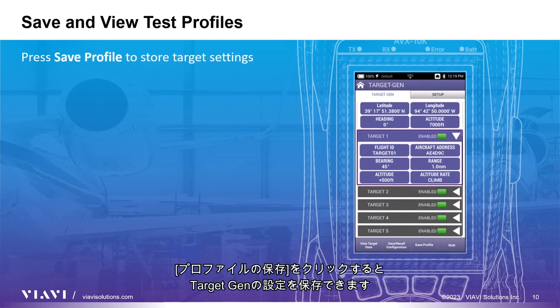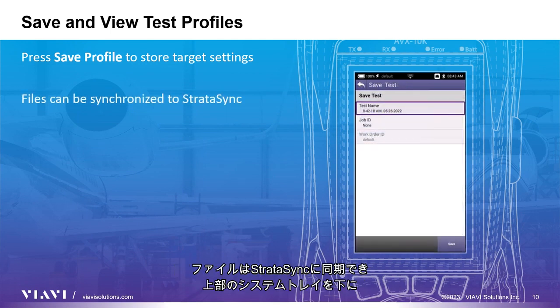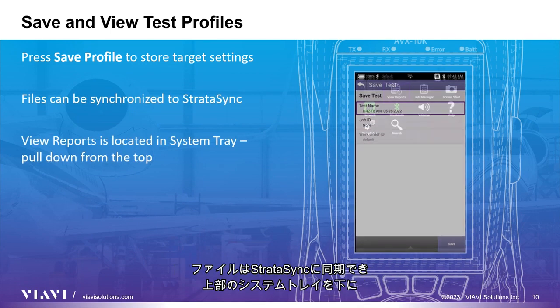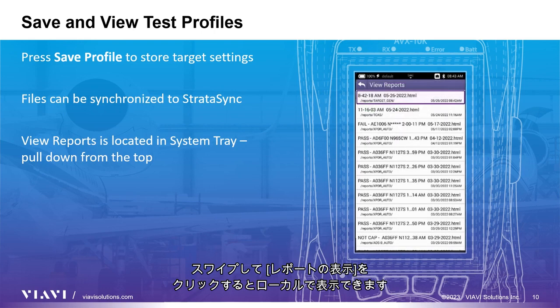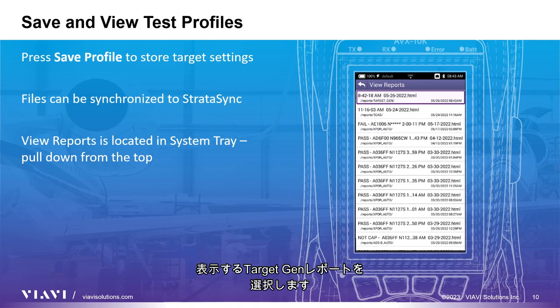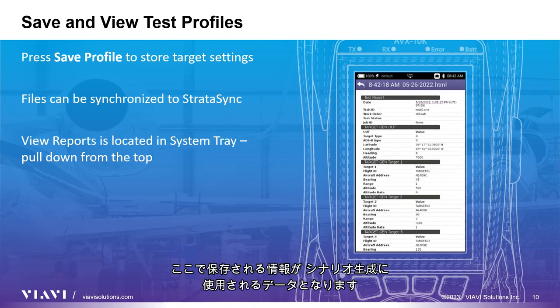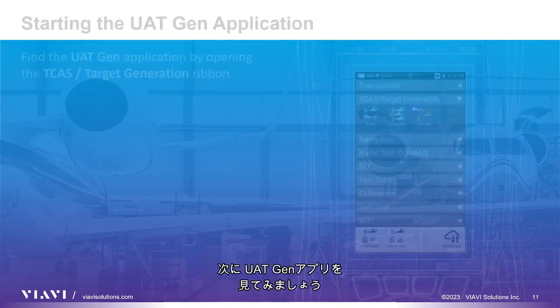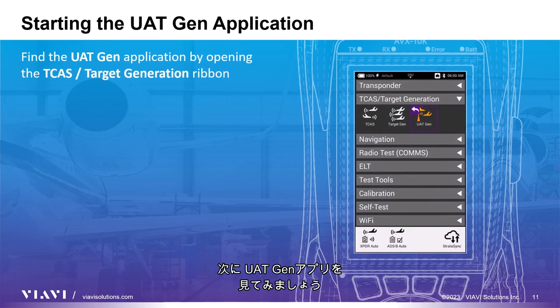If desired, you can save the Target Gen settings by clicking the Save Profile button. Files can be synced to StrataSync and can be viewed locally by swiping down on the system tray at the top and clicking on View Reports. Select the Target Gen report to view. The information saved here is the data used to generate the scenario. Now let's look at the UAT Gen application.